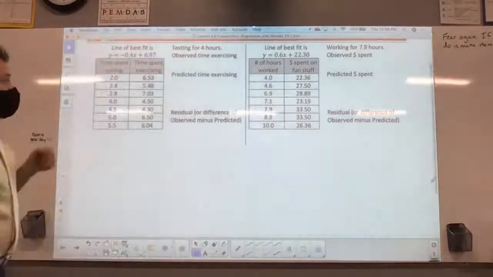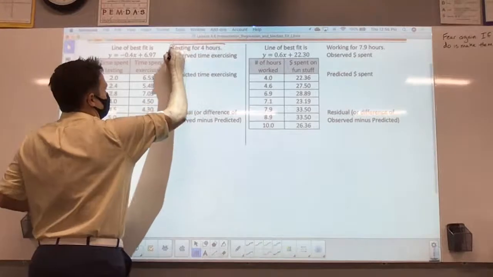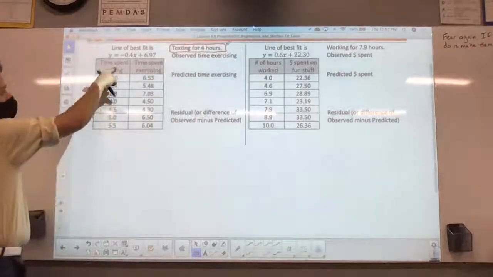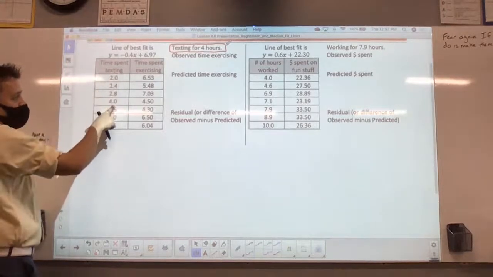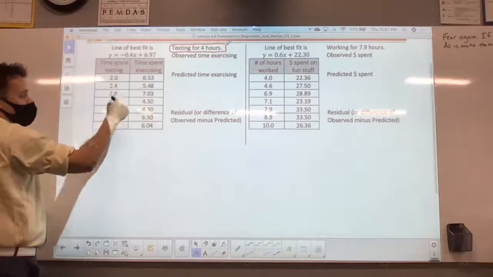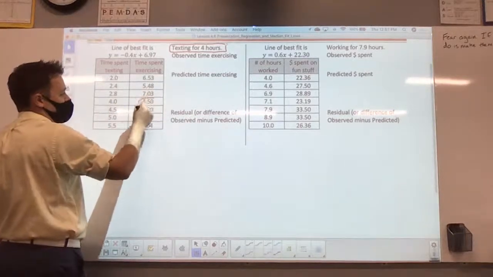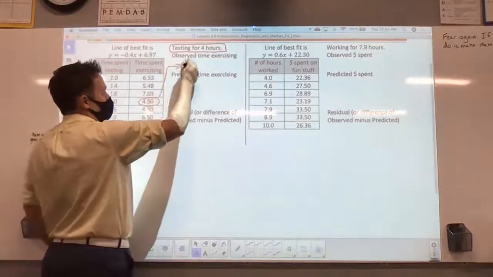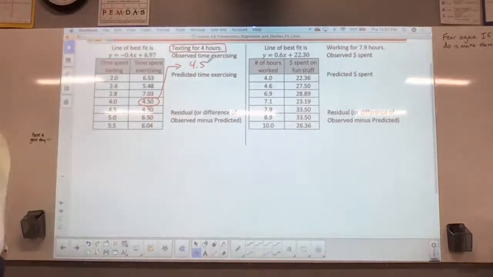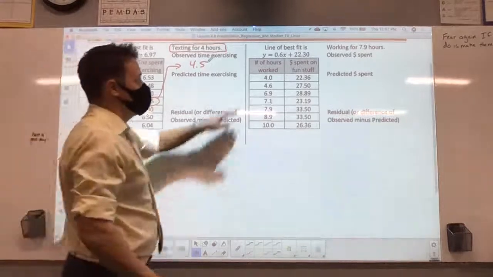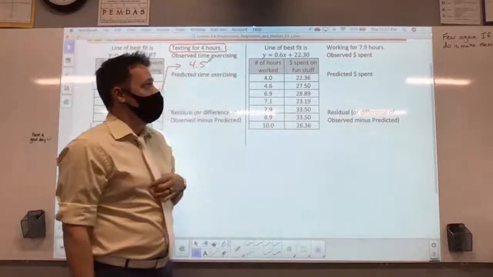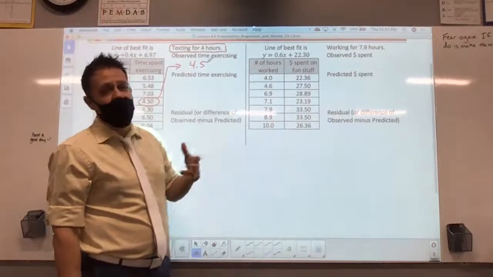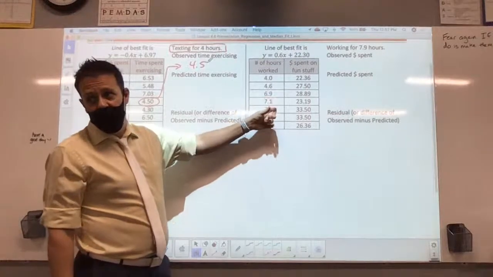Okay, so let's look. It's going to say texting for 4 hours. So we take that and we go here, time spent texting. What is the observed time exercise? For 4, it is what? So for 4 hours, how much did they actually exercise? 4.5. All right, for the other table over there, working, number of hours of work versus money spent on fun stuff. Working for 7.9 hours, they observed somebody spent how much money?